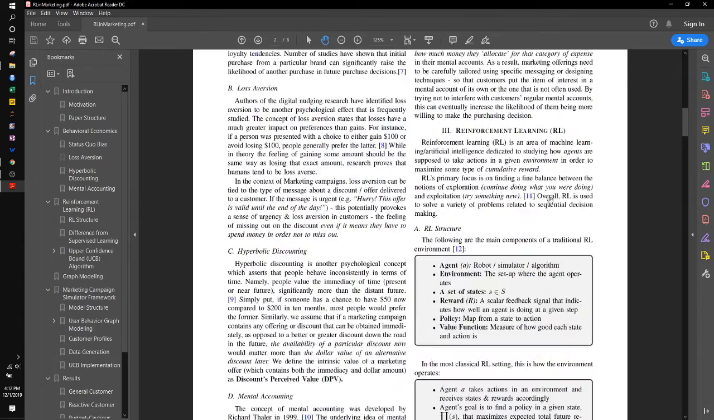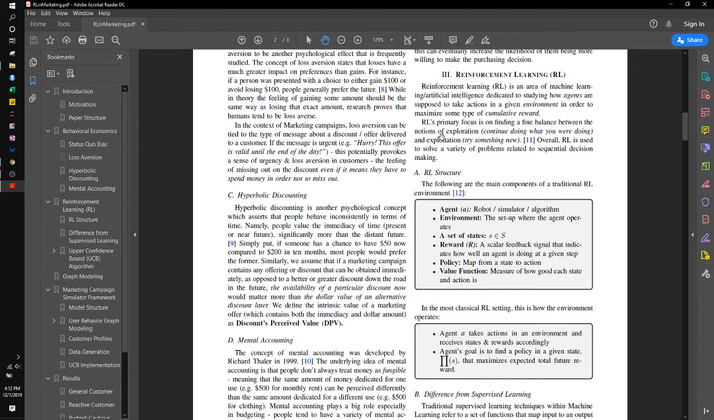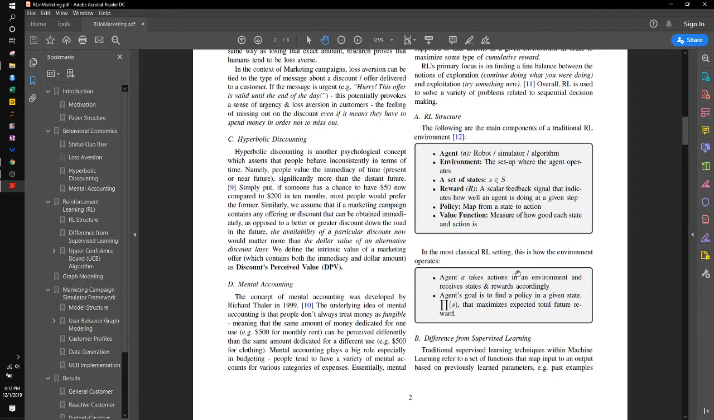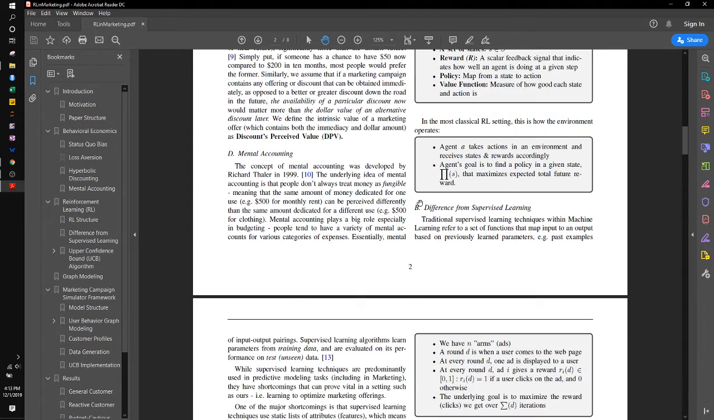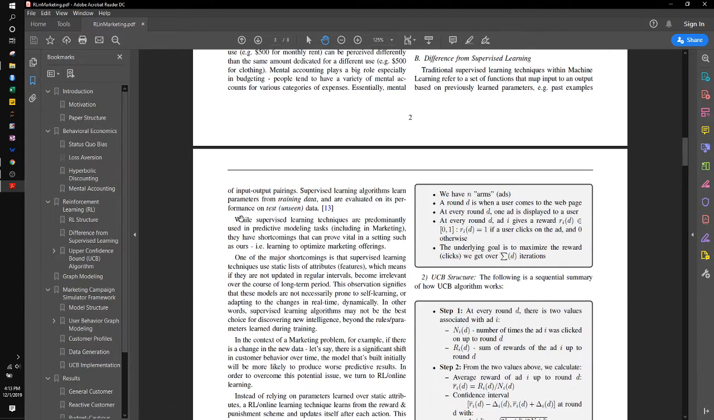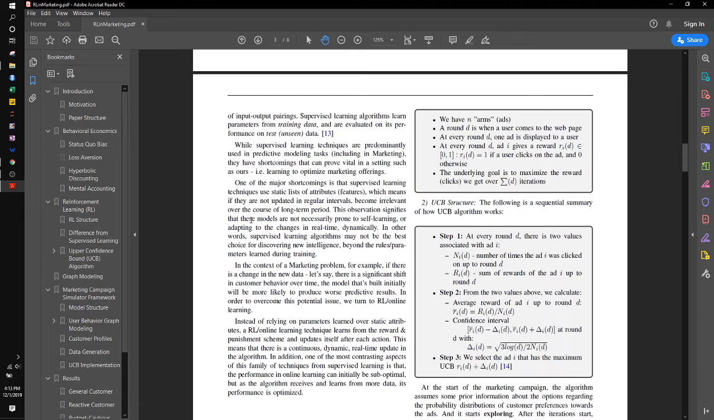And then we give a little background about reinforcement learning. We covered that in class, so there's no need to go into detail, but basically we described the environment here, what is the structure of reinforcement learning, and how it basically operates at a very fundamental level. And then we described the difference of reinforcement learning from supervised learning here, based on some research that we have done and literature review.